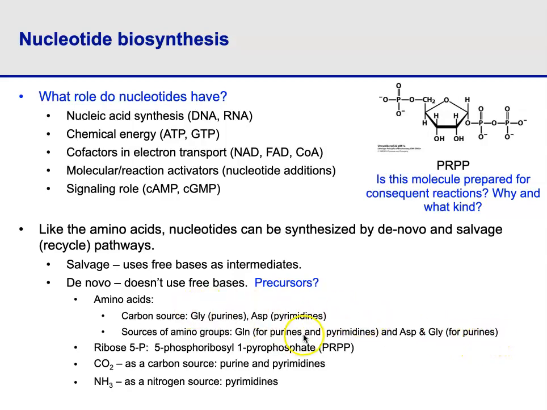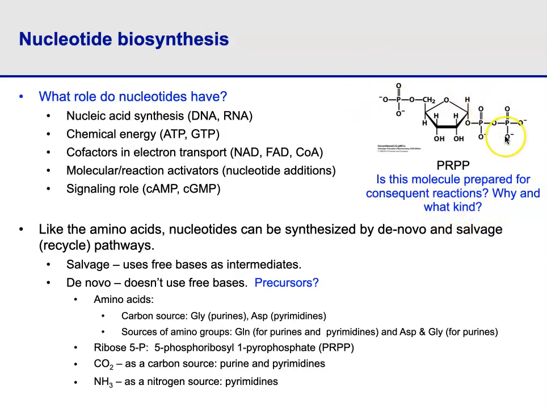Now, if you can't keep them straight right now, that's okay. When we start talking about the individual groups, I will highlight them again. But just amino acids: glycine, aspartate, glutamine. These are the amino acids that are involved in nucleotide biosynthesis. Again, ribose 5-phosphate, but not in that form. The ribose 5-phosphate is actually activated by an addition of a pyrophosphate group at carbon 1. And then I'm asking you the question here: is this molecule prepared for consequent reactions? Why and what kind?